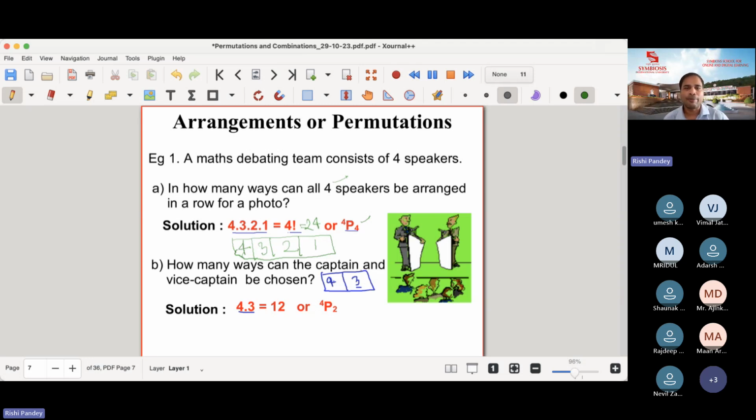How many ways can the captain and vice captain be chosen? Captain and vice captain are only 2 positions. For the first, anyone can be captain. After one becomes captain, for vice captain we have only 3 people. So for the second position, we have 3 only. So we will multiply: 12.